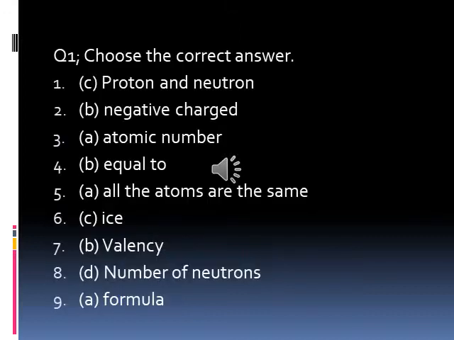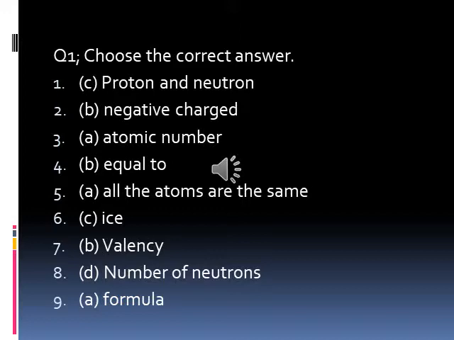Question number 1. Choose the correct answer. Number 1. The nucleus of an atom contains option A, electron and neutron; option B, proton and electron; option C, proton and neutron; option D, proton only. Answer is option C, proton and neutron.